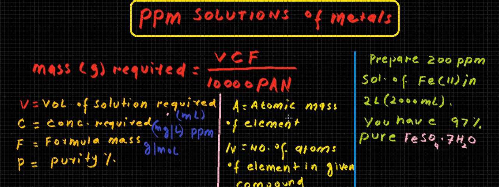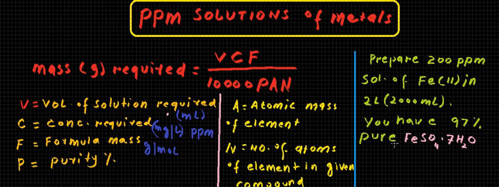Dear students, in this very short video, we will talk about how to make ppm solutions of metals from their compounds or salts. Say for example, we need to prepare a 200 parts per million, or milligrams per liter, solution of, say, iron 2, in 2 liters or 2000 ml. This is our requirement. We need to prepare an iron 2 solution with a concentration of 200 ppm, and the required volume is 2 liters, that is 2000 ml.